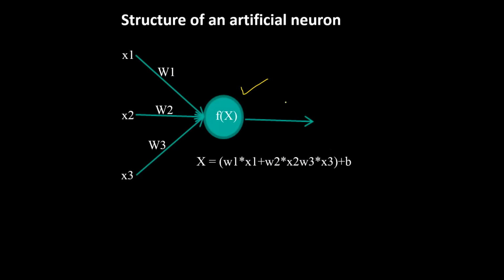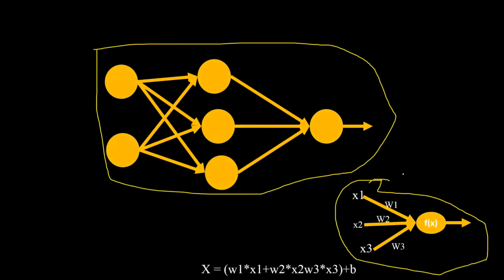We also discussed the structure of a single artificial neuron. It will have inputs, those inputs will be weighted, and then we take a sum of products. We add a bias to it, to which an activation function is applied. So this is the basic structural unit of any artificial neural network. Using this single artificial neuron, we can construct any complex neural network like a deep neural network, convolutional neural network or recurrent neural network.